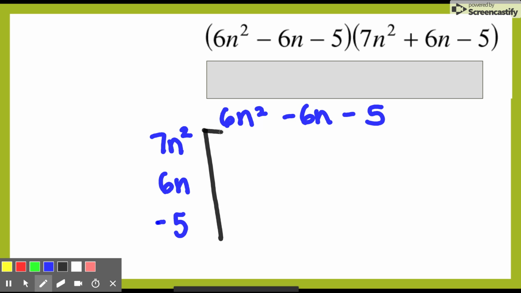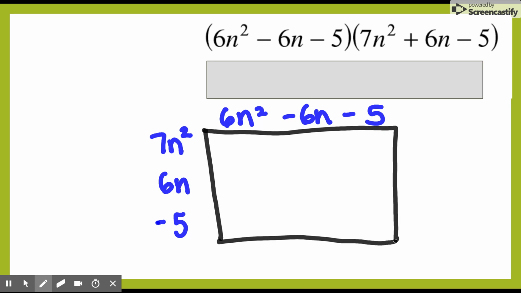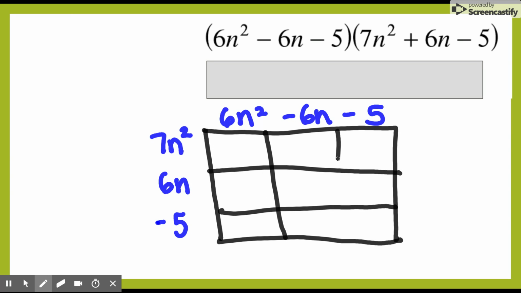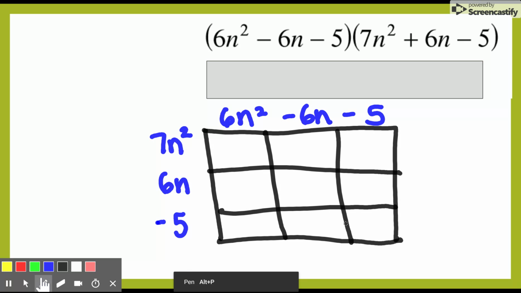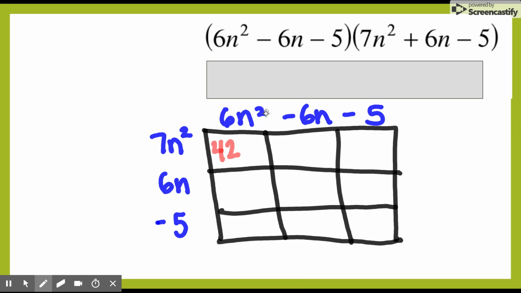So I'm going to draw my box. Okay, pretend that's straight. And then we're ready to start multiplying each term. 6 times 7, 42. N squared times n squared. When you're multiplying, add the exponents, n to the fourth. 7 times negative 6 is negative 42. N times n squared is n cubed. Negative 5 times 7 is negative 35. N squared.